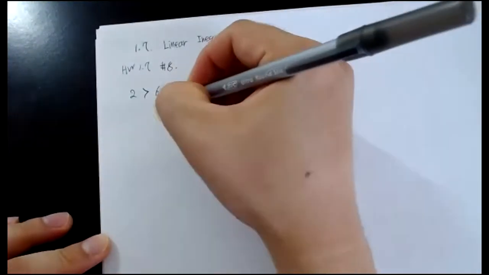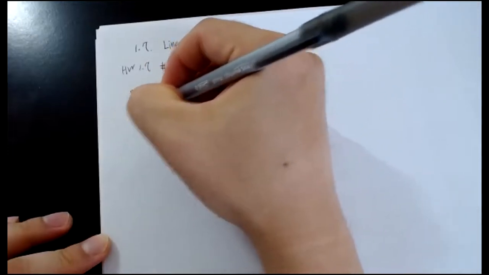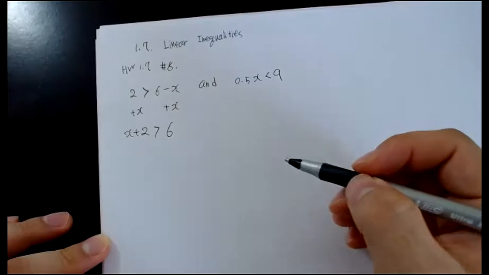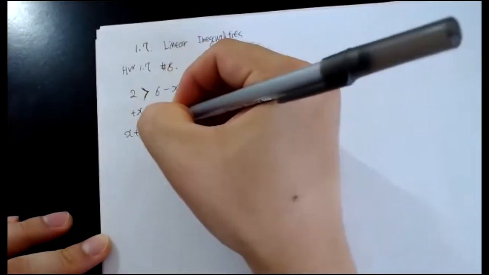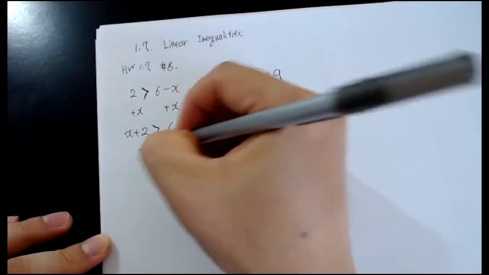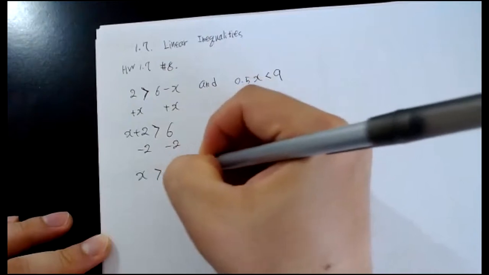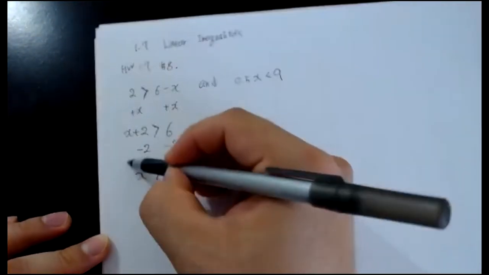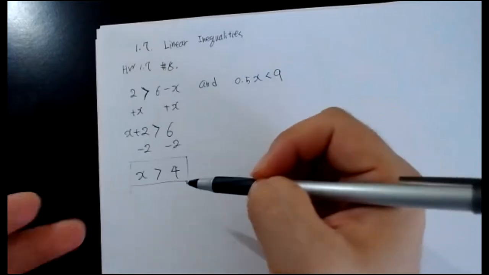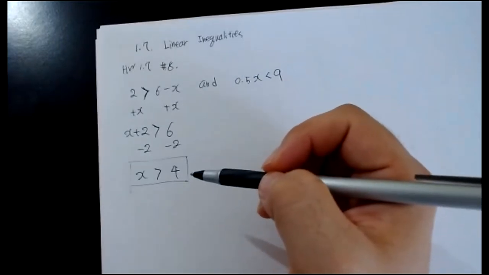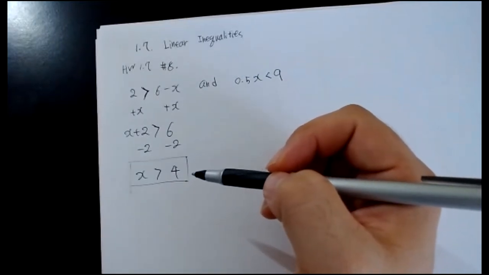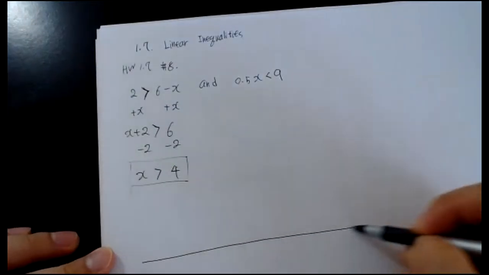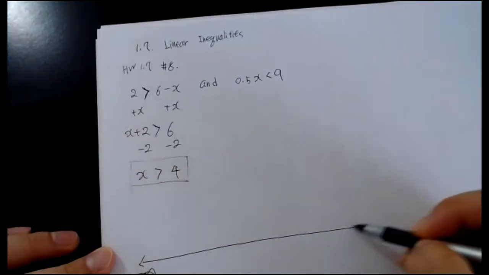So we add x. Then we get x plus 2 is greater than 6. Now we subtract 2, then x is greater than 4. But that's not the answer. We need to figure out the solution set in interval notation. Here's a number line, with negative infinity and infinity.